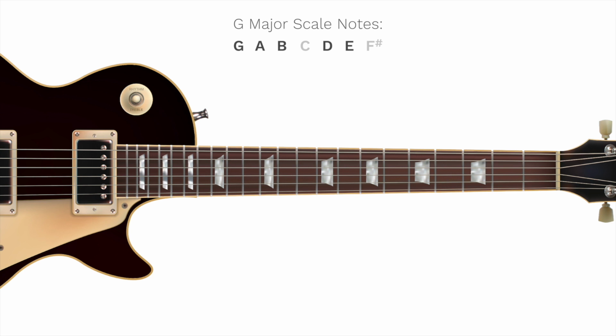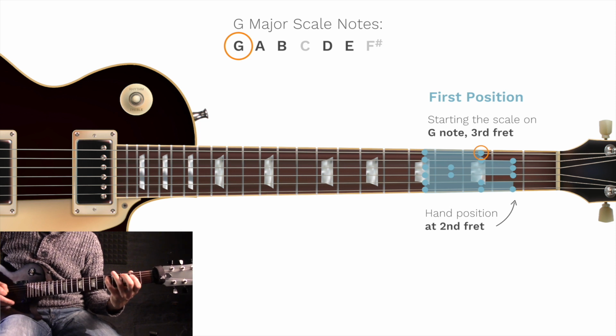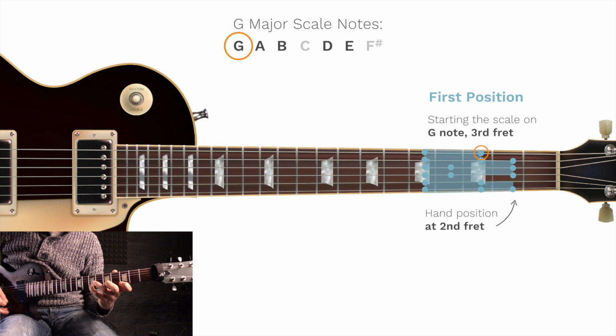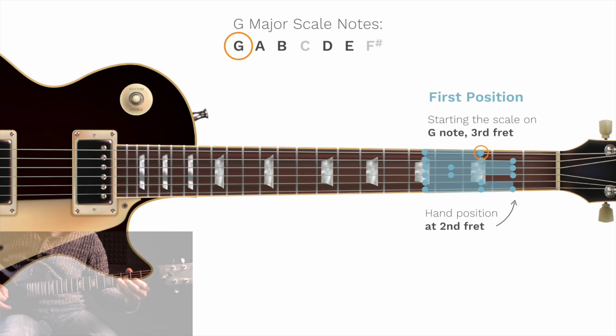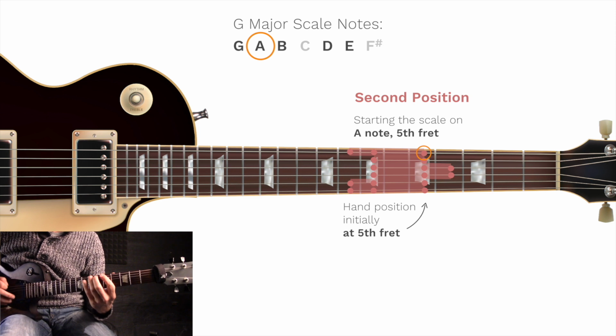First, the scale starts on G at the 3rd fret, using the first note of the scale as a starting point. We often call this first note of the scale the root note or the root of the scale. Then, the same scale is being played from the next note of the G major scale, which is A. This gives us the second position.